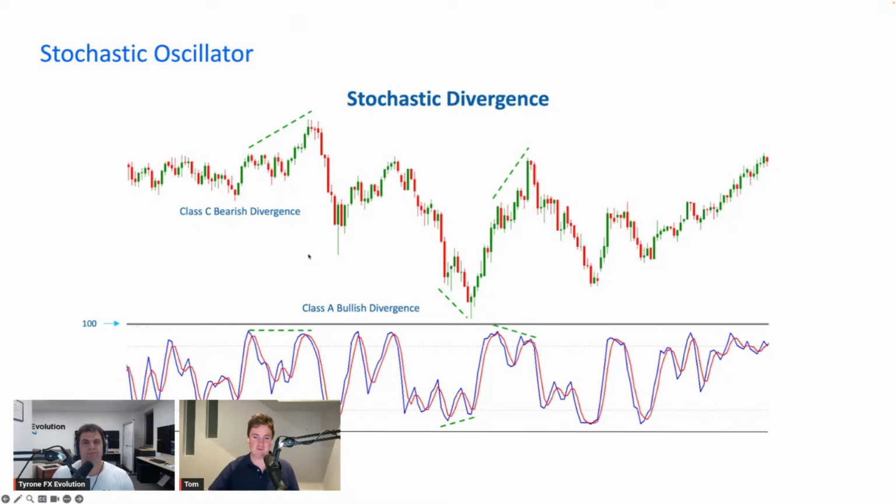You gave away one of the tips before we even finished, Ty. That's all right, though. We do love Class A divergence. It usually is the best for these particular indicators, and that's why it's so aggressive with the move.